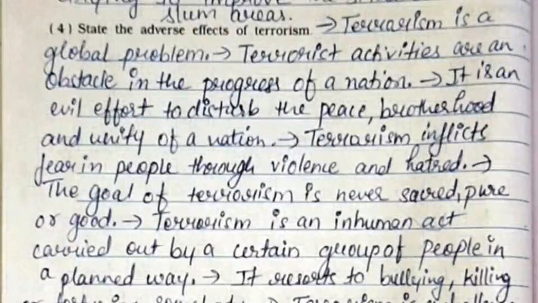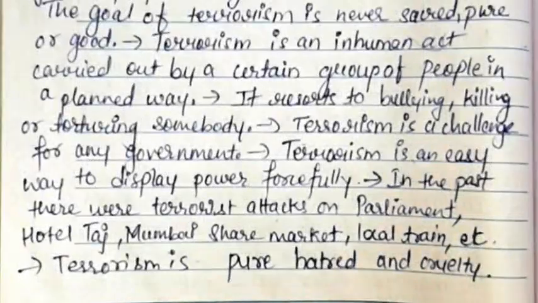Fourth one, state the adverse effects of terrorism. Terrorism is a global problem. Terrorist activities are an obstacle in the progress of a nation. It is an evil effort to disturb the peace, brotherhood, and unity of a nation. Terrorism inflicts fear in people through violence and hatred. The goal of terrorism is never sacred, pure, or good. Terrorism is an inhuman act carried out by a certain group of people in a planned way. It resorts to bullying, killing, or torturing somebody.